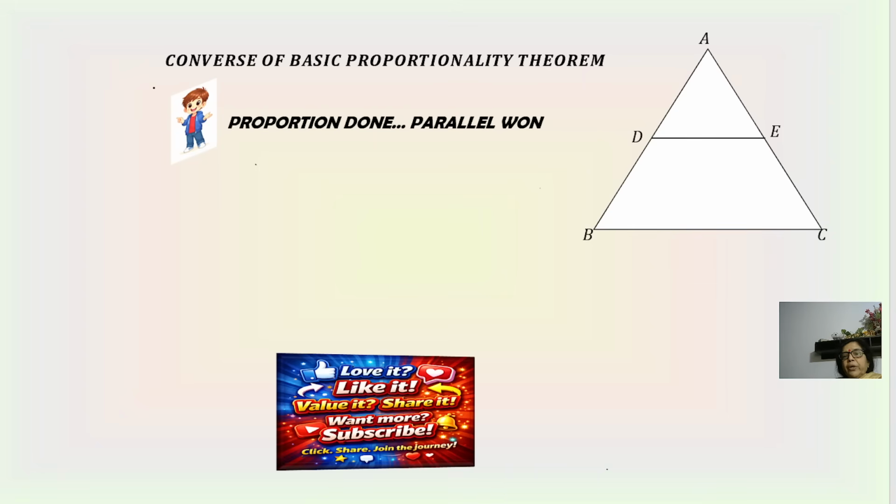So here let us take the reference figure ABC, and DE is a straight line which is intersecting AB at the point D and AC at the point E. Now if we get the proportion AD by DB is equal to AE by EC, then that means DE has to be parallel to BC. So this is the statement of the converse of BPT.